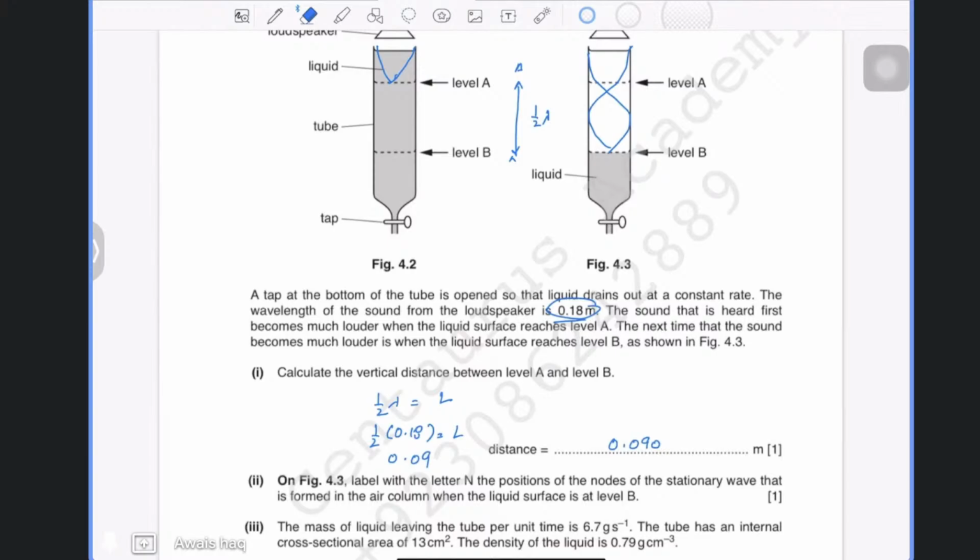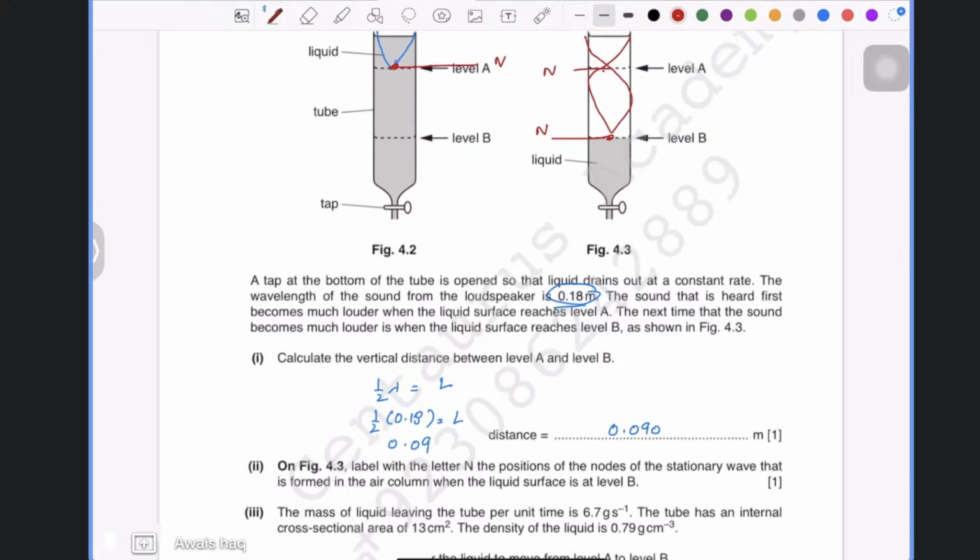So it's pretty easy. And then it says that in the next one, you just need to label where the nodes are formed. So a node will be formed here because this is the closed end, and a node will be formed here. This will be a node as well, and the next node will be here as well, like that. So node and node wherever it is, fine.